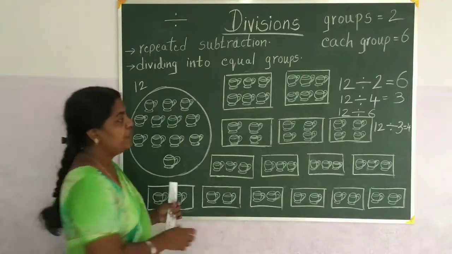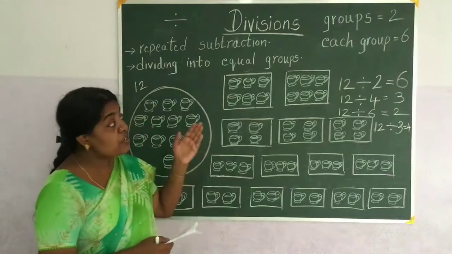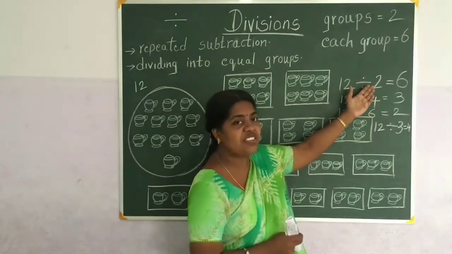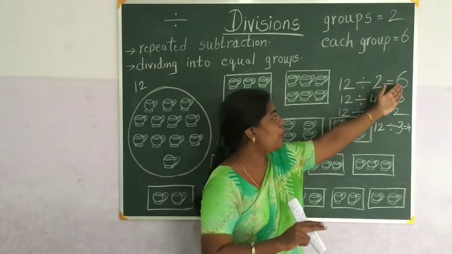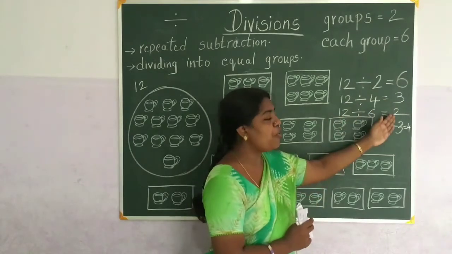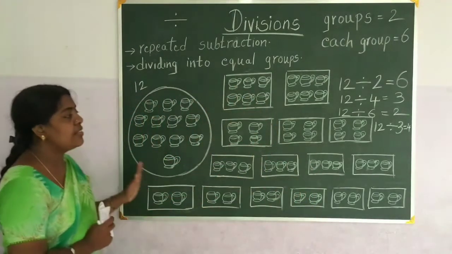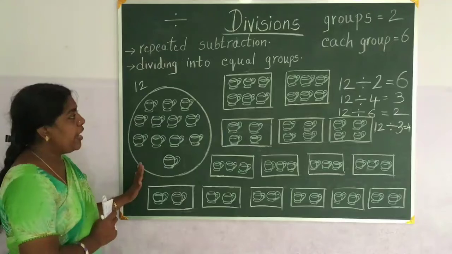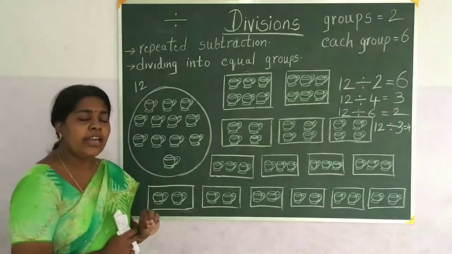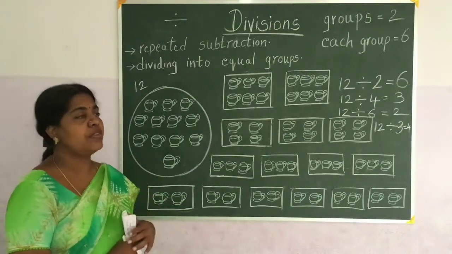2. So 2. Now observe the difference. When the group is small, the objects are more. When the group is more, the number of objects in that group is less. So this is the way how to divide any given number into equal groups.